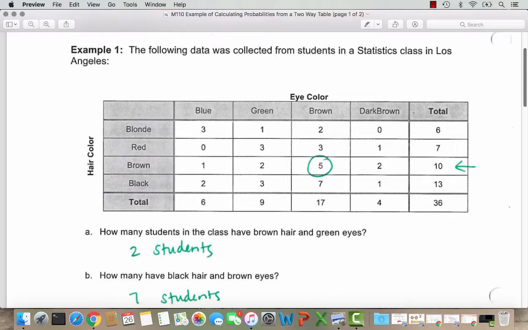Question B asks us how many have black hair and brown eyes. So we would go down to black hair color in the bottom row and over to brown eye color in the middle and verify there are 7 students there.